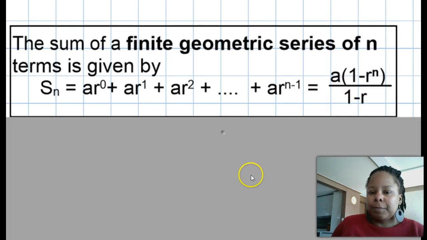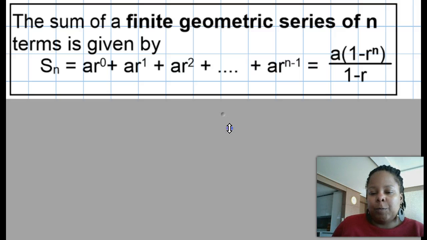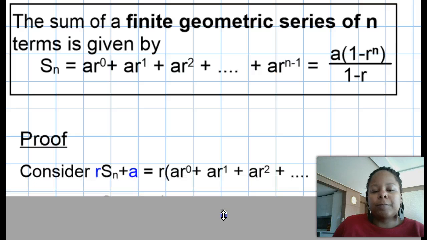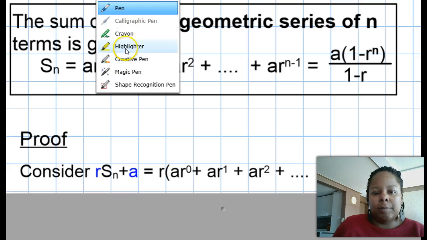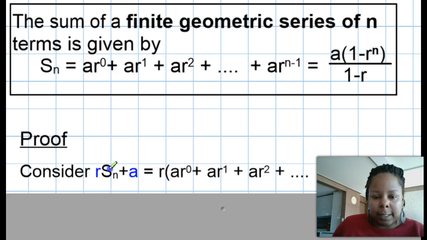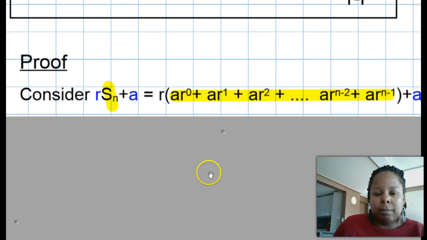To see the proof, we did it in F period, but we didn't get a chance to do it in E period, so I include the proof. Let's say we have our S of n, which is equal to a times r to the 0 and so on. This is S of n, as we saw in earlier notes. Let's consider the expression r times S of n plus a. Here's my r and here's my a. I should have made that blue. My bad.